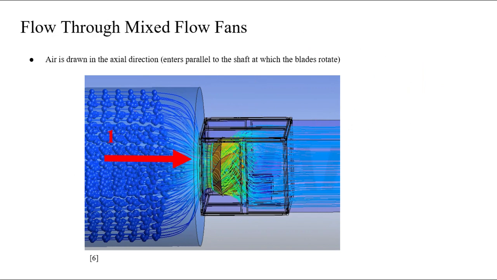All right, first things first, let's talk about how air is drawn into these fans. Air is drawn in the axial direction, which means it enters parallel to the shaft on which the blades rotate. This is the same way in which the other two traditional types of fans intake air. Once it gets inside the housing and the impeller starts applying motion to the air, that's where we see the flow conditions change and how it differs from the other two types.